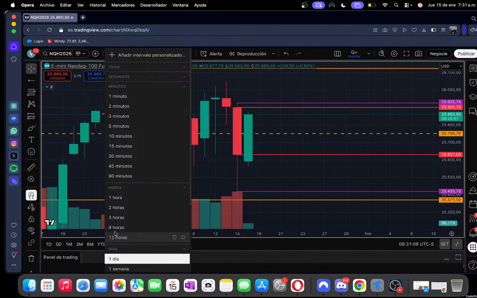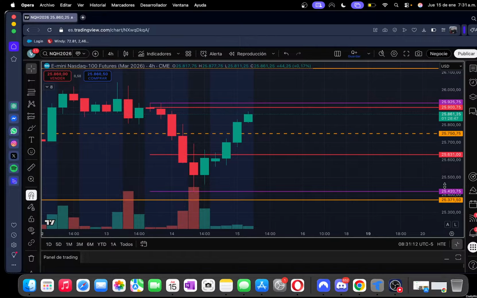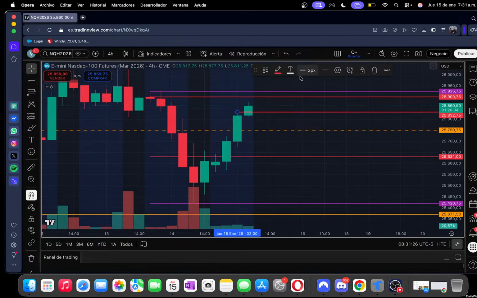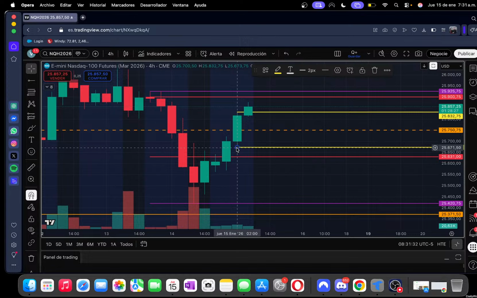But let's see on the 4-hour time frame. The 4-hour time frame looks a little better now. This is a hot box for me. Look at this candle. Look at this candle. For me, this candle needs to be mitigated. So this will be my 4-hour hot box here. This one here. So let's see what happened.